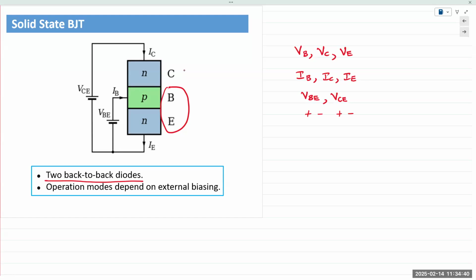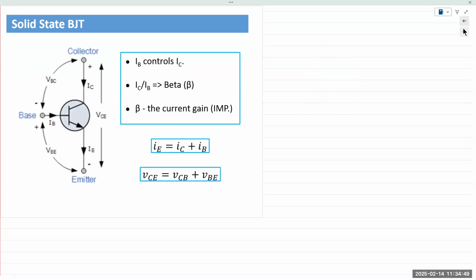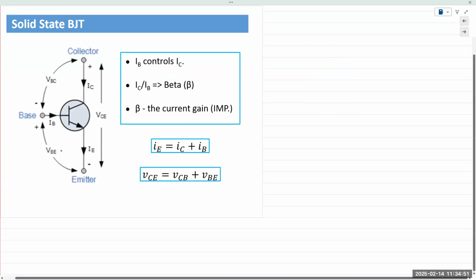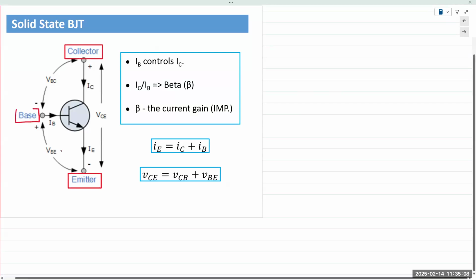All right, so in a solid state BJT, this is how it would work. We'd have a voltage applied between the collector and the emitter. There's a current flow between the collector and the emitter. And similar to the FETs, we use a third terminal, the base, to control the flow of that current.